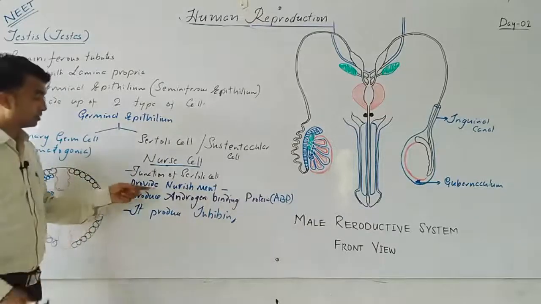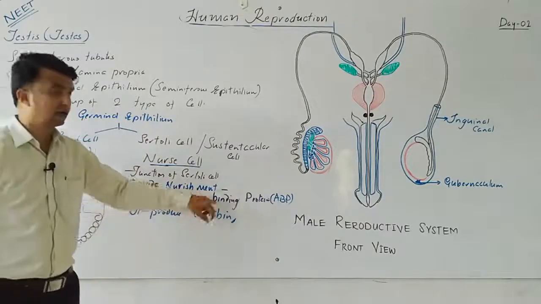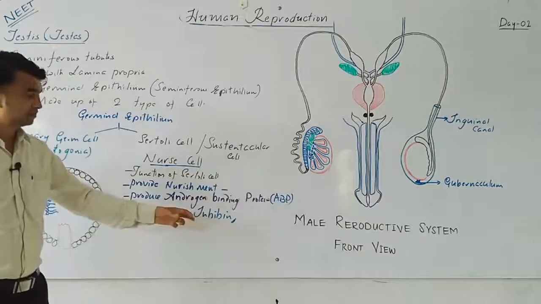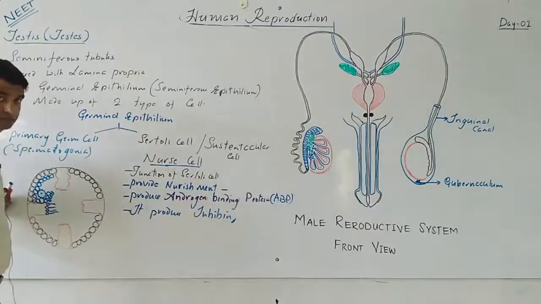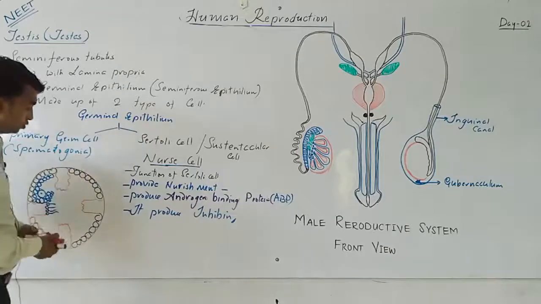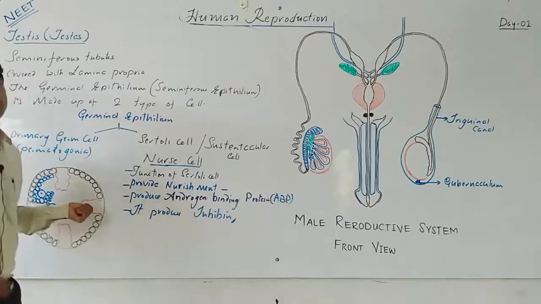So ultimately, due to providing the nourishment, this is called the nurse cell. It produces the androgen binding protein and it produces the inhibin also. So the Sertoli cell is functionally very important. Due to its particular shape, the Sertoli cell maintains the shape of the seminiferous tubule.